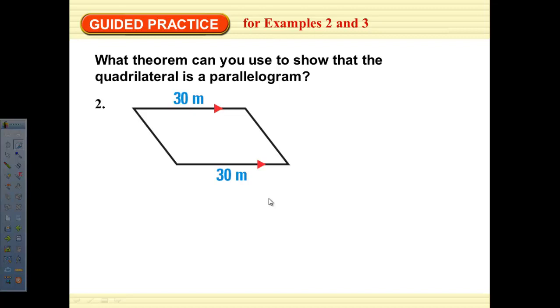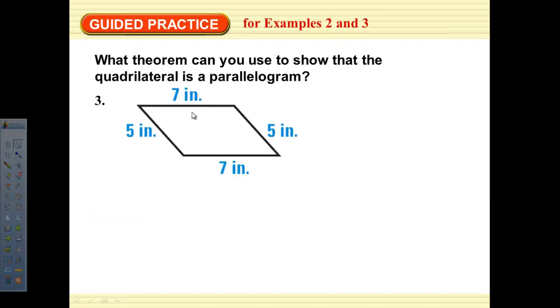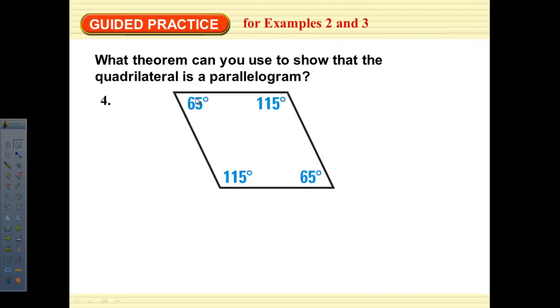What theorem can we use to show that the figure is a parallelogram? Again, we have one set of sides that are parallel and congruent, therefore it's a parallelogram. And don't use the numbers, use the ideas. Here we know opposite sides are congruent, therefore it's a parallelogram. Don't use the numbers, use the idea. And here we have opposite angles are congruent, therefore it's a parallelogram. Again, don't use the numbers, use the idea.